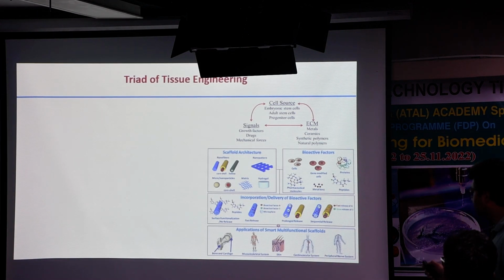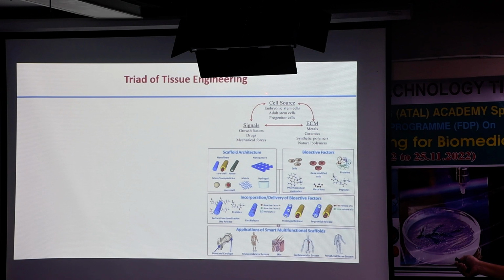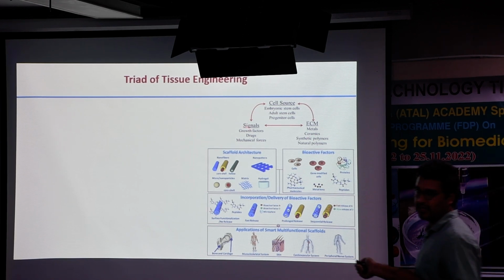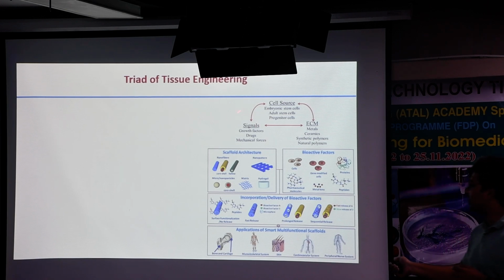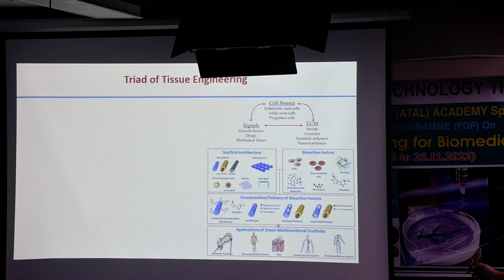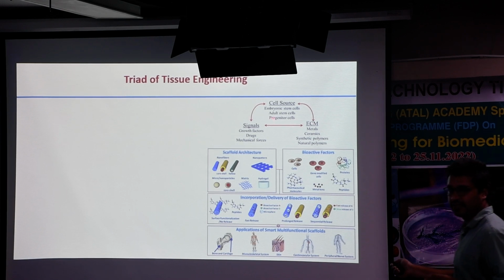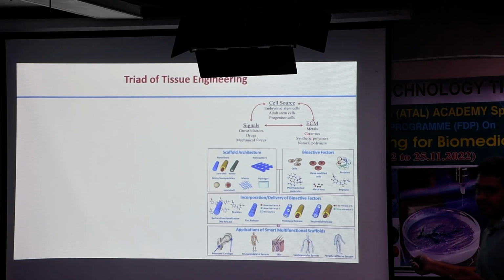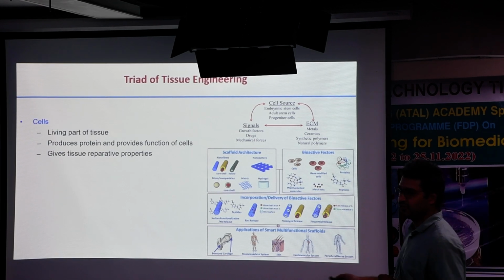These three components are usually referred to as the triad of tissue engineering. It forms a triangle sort of thing. The first one is cell lines or the cell source, and the other one is signals. These signals can be growth factors or cytokines and other things. And the third component is the scaffold or extracellular matrix, for which you can prepare a metal scaffold or ceramic scaffold, and synthetic polymers or natural polymers can be used to prepare a scaffold. So these three components are basically called the triad of tissue engineering.